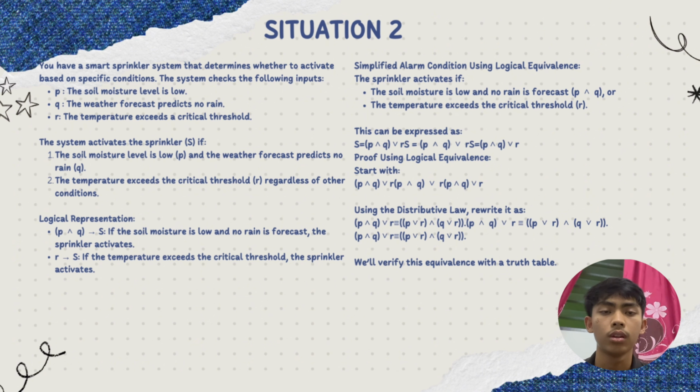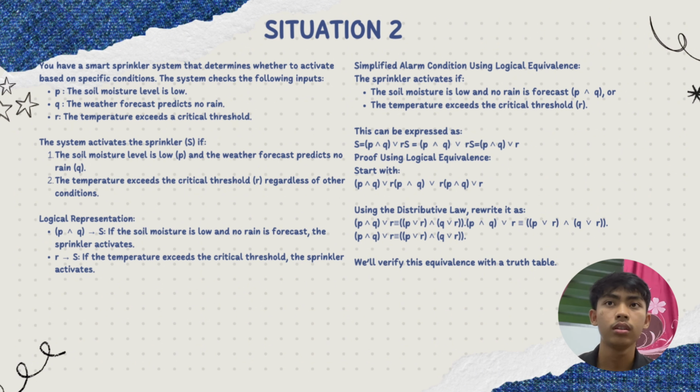P and Q imply S. If the soil is dry and no rain is expected, the sprinkler will activate. Second, R implies S. If the temperature exceeds the critical threshold, the sprinkler will also activate.